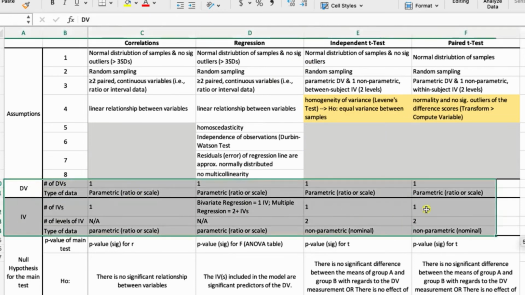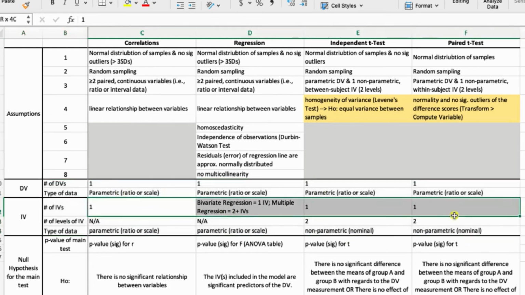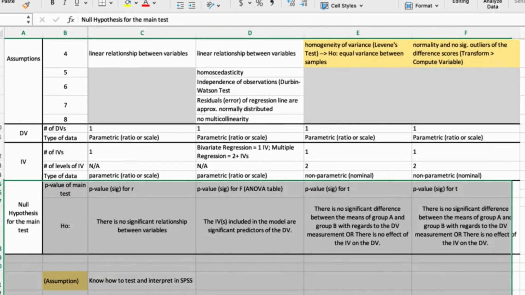I've also pulled out those study design characteristics, so you're saying how many dependent variables, the type of data that they should be, the number of independent variables, the number and the type of data they should be. At the bottom of the table, I've also added the null hypothesis for the main test. So we've seen several different p-values, especially in regressions. There's a lot of p-values. So making sure that you understand what the main point of a regression versus the main point of a t-test is, that's what this section is for.